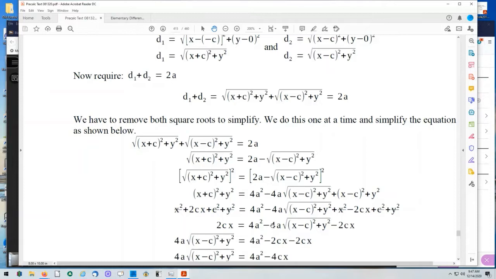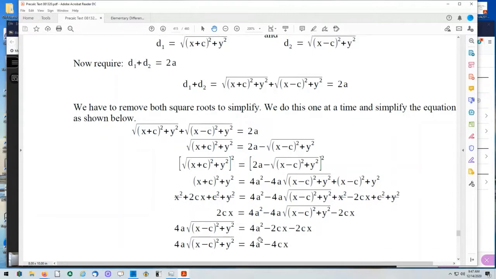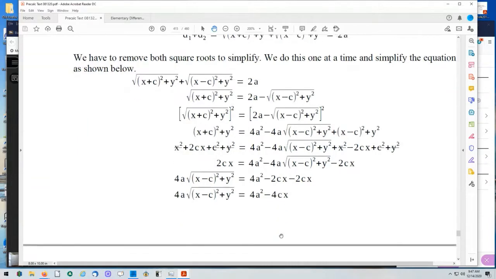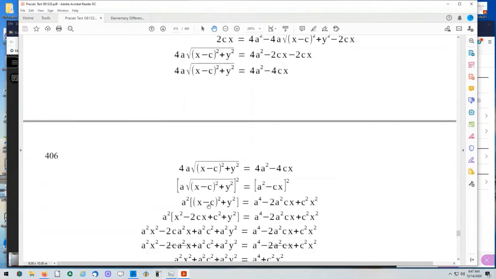And then I'm going to swap. I'm going to bring the square root on this side, and then I'm going to move the 2cx onto the right-hand side. So on the right-hand side, I end up with 4a squared minus 2cx minus 2cx, so that gives me negative 4cx. Next step, I can divide everything by 4, and what happens? The 4's go out. Now I can get rid of the second radical by squaring both sides.